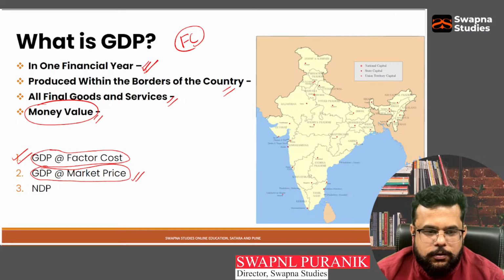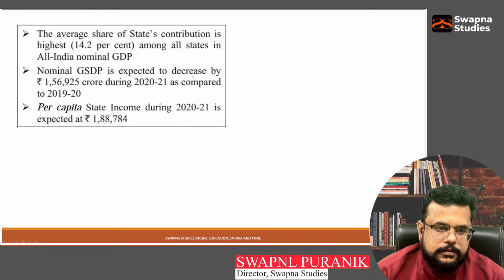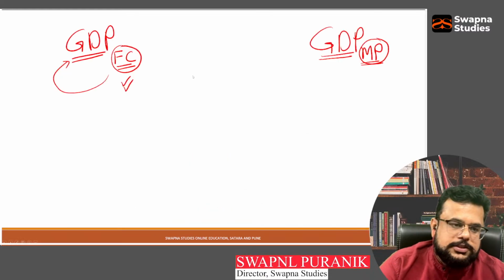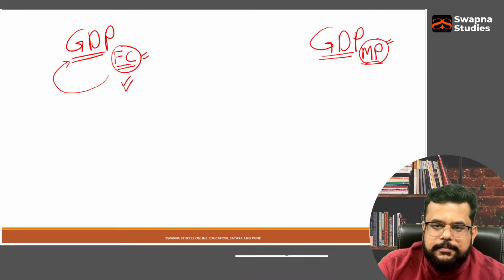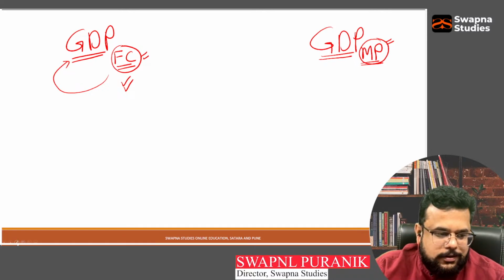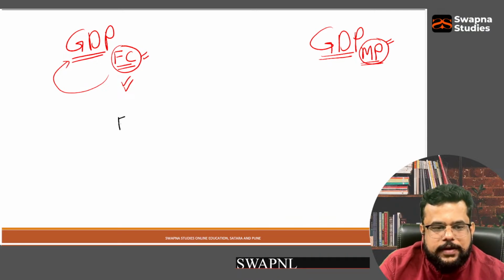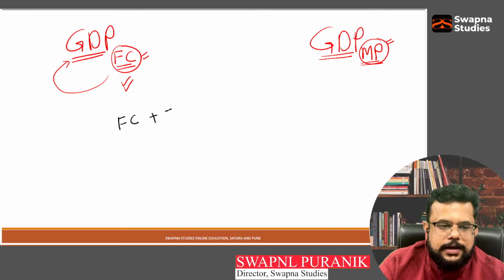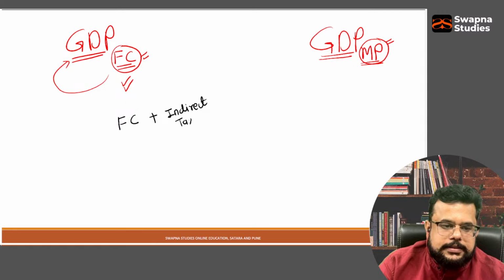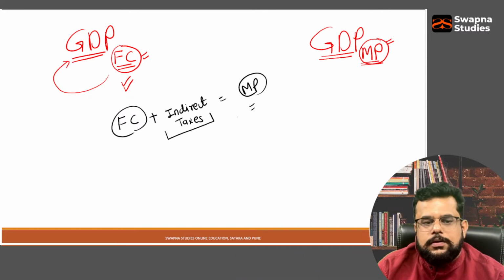Okay, I hope you are getting my point. So see, GDP at factor cost and GDP at market price. So we know the relation between factor cost and market price. Now only we have discussed, अभी हमने देखा है factor cost plus indirect taxes is equal to market price. Factor cost plus indirect taxes is equal to market price.